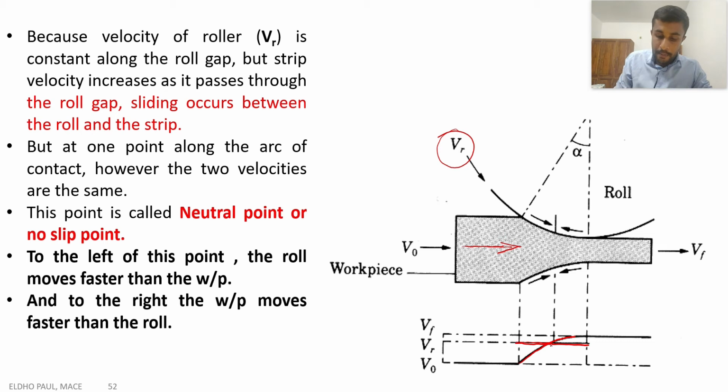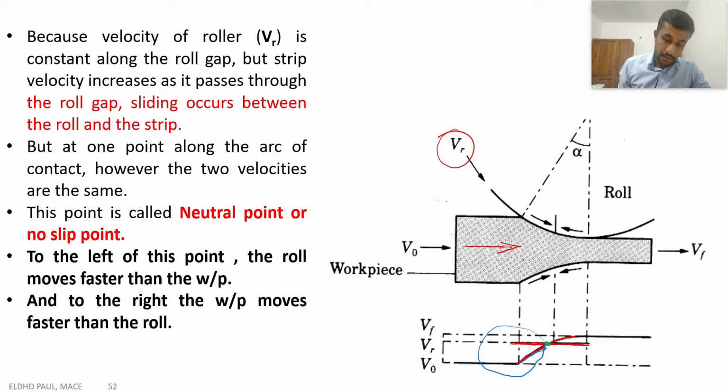And here we can see that at a particular point, the roll velocity and the metal flow velocity are the same. That point is called the neutral point or no slip point. To the left of this neutral point, the velocity of the roll is higher than the velocity of the metal flow. We can see from the distribution here: this is the velocity profile of the metal flow, and this is the velocity profile of the roller. The velocity of the metal flow is less than the velocity of the roller.